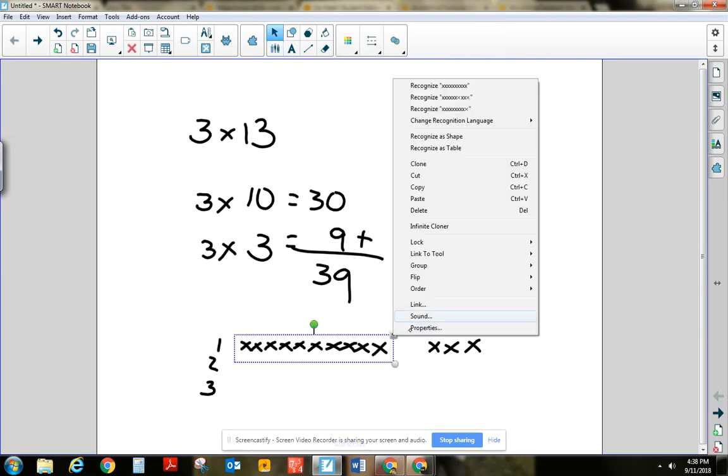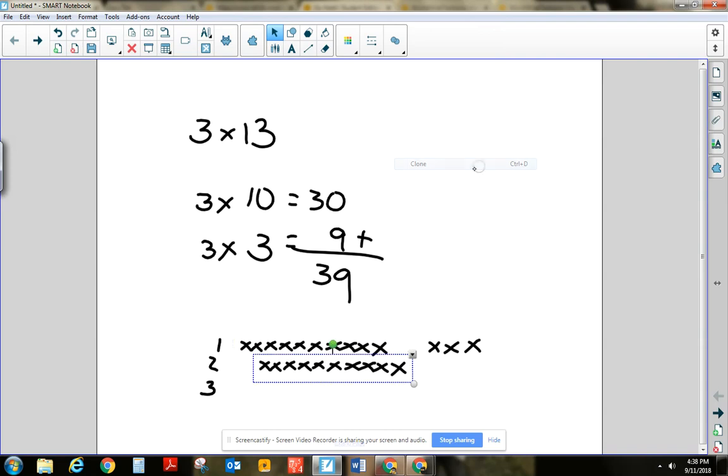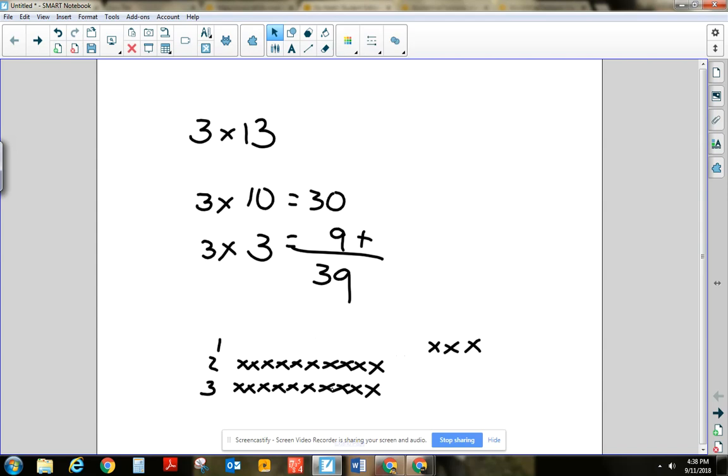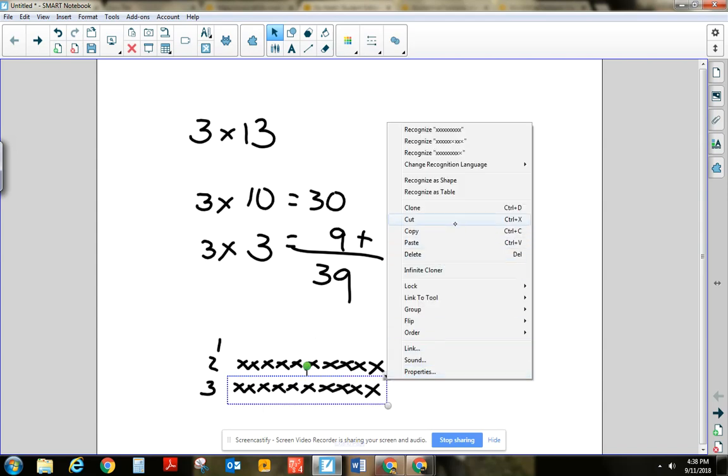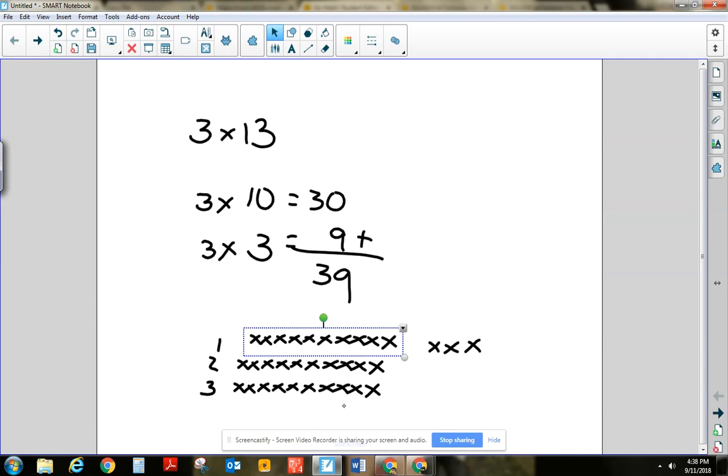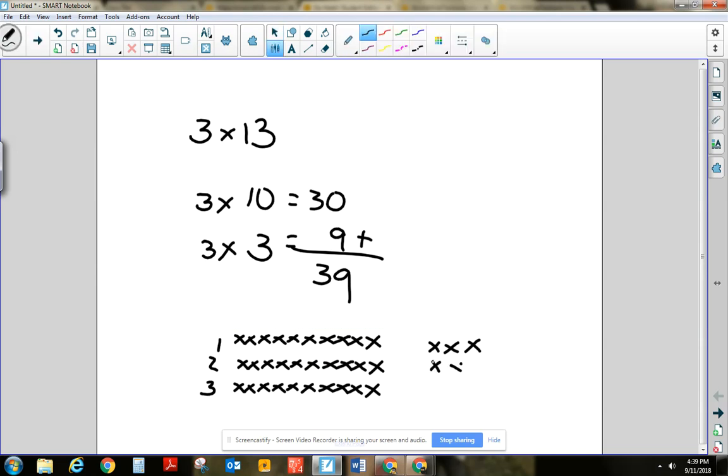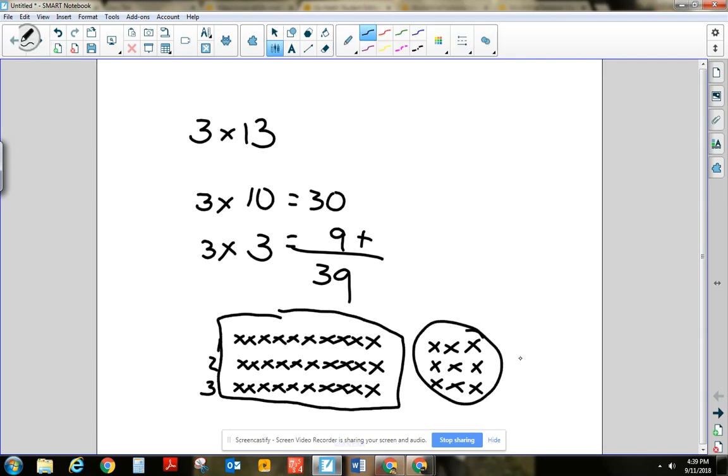Let's see. That's going to work for me. So there's my 10, 10, 10. There's my 3 rows of 10, and then I have my 3 rows of 3 now. So when I look at it as an array, I have my 30, and then I have my 9. 30 plus 9 equals 39.